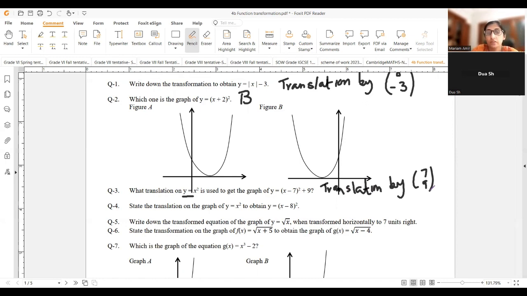State the translation of the graph y equals x squared to obtain y equals x minus 8 whole squared. 8 to the right. Yes. So you have to write translation by 8, 0.